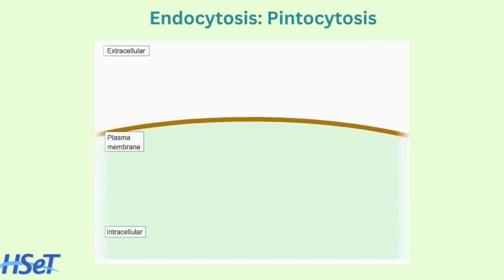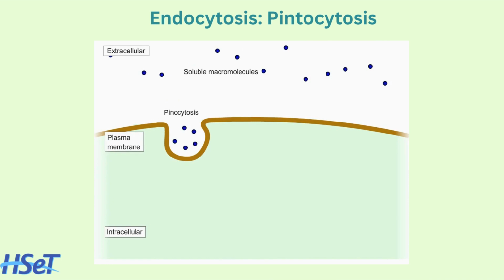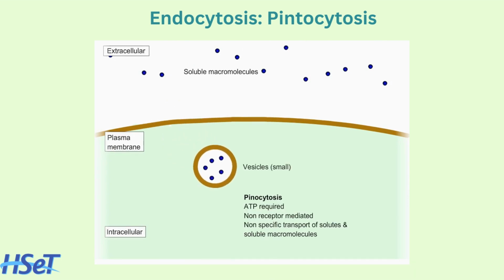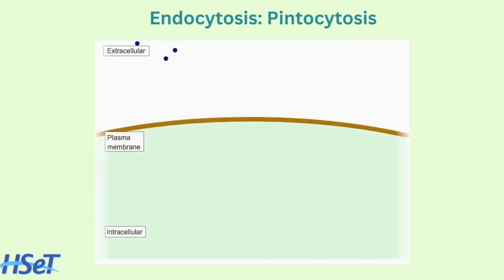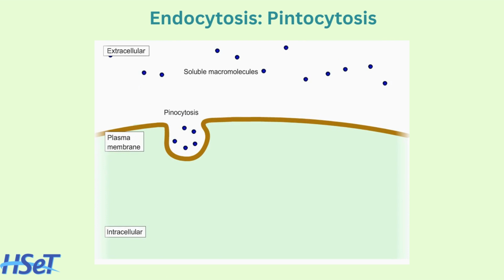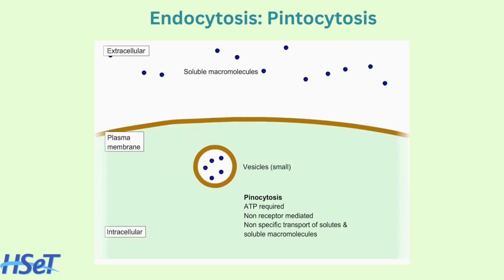Pinocytosis is an energy, ATP, dependent mechanism of non-specific transport for solutes and soluble macromolecules. It is not receptor-mediated. Invagination of the plasma membrane containing solutes results in smaller vesicles than phagosomes or clathrin-coated vesicles.